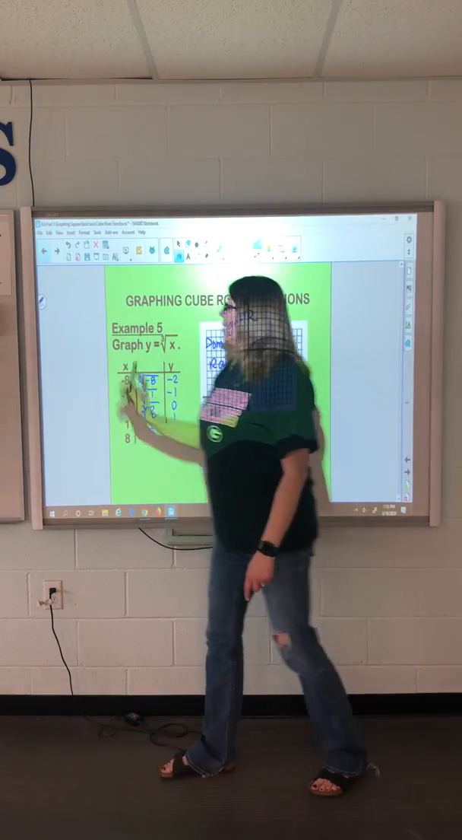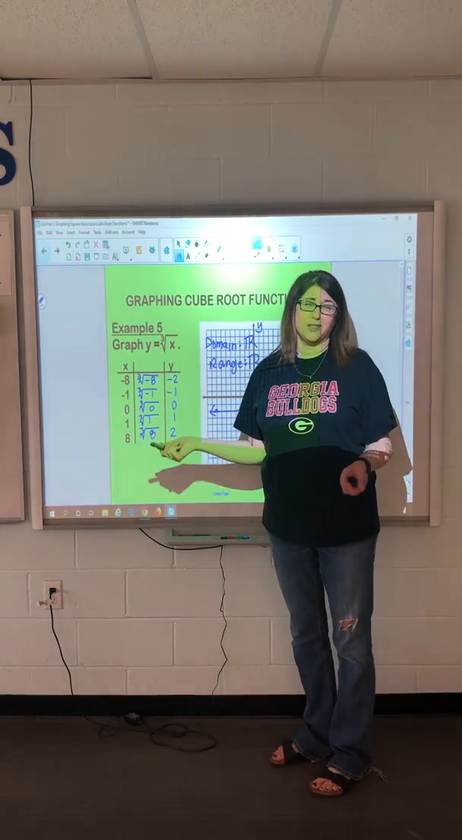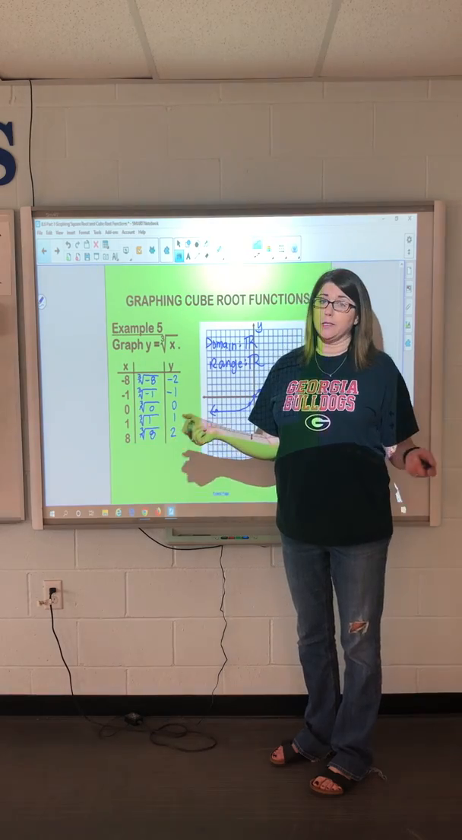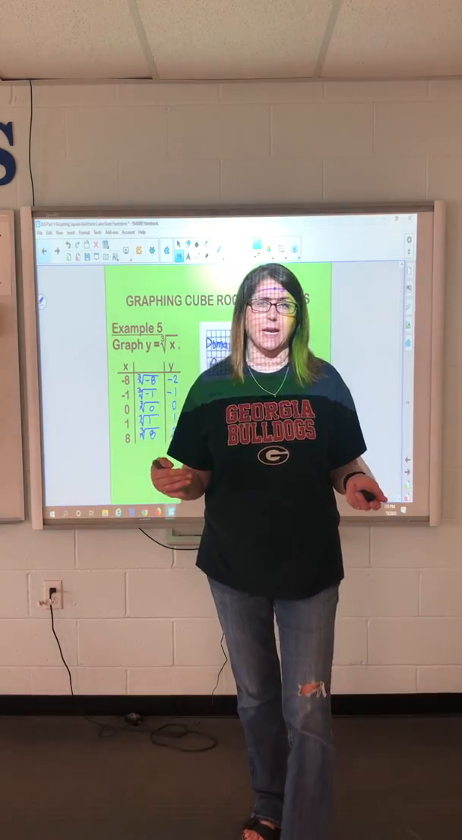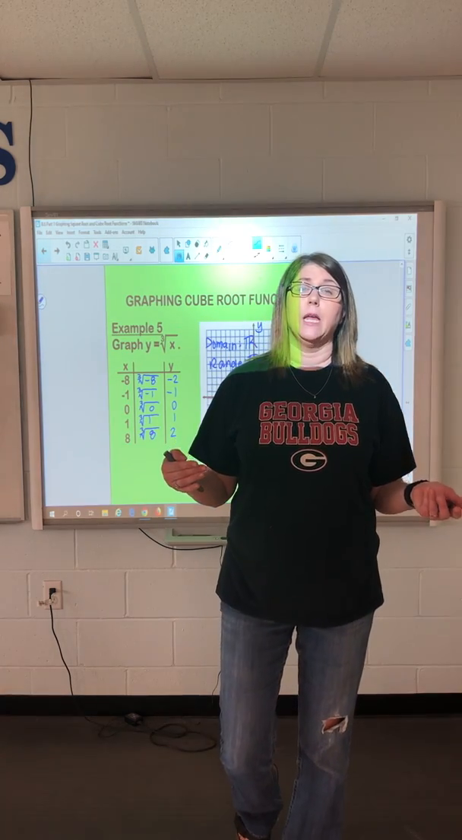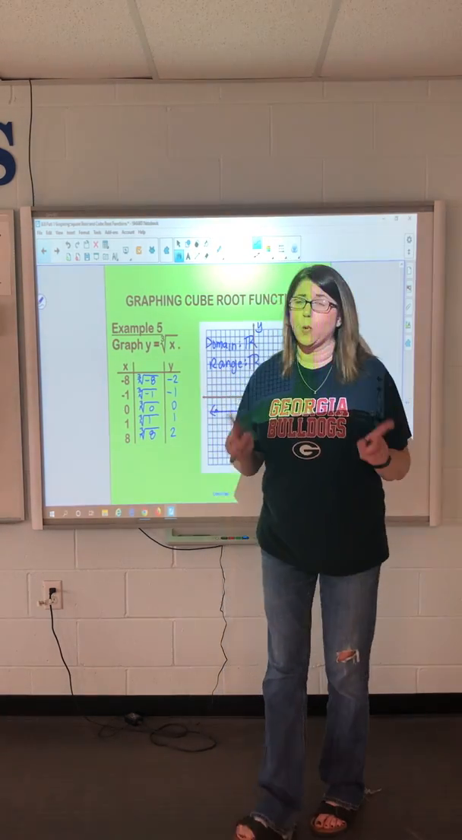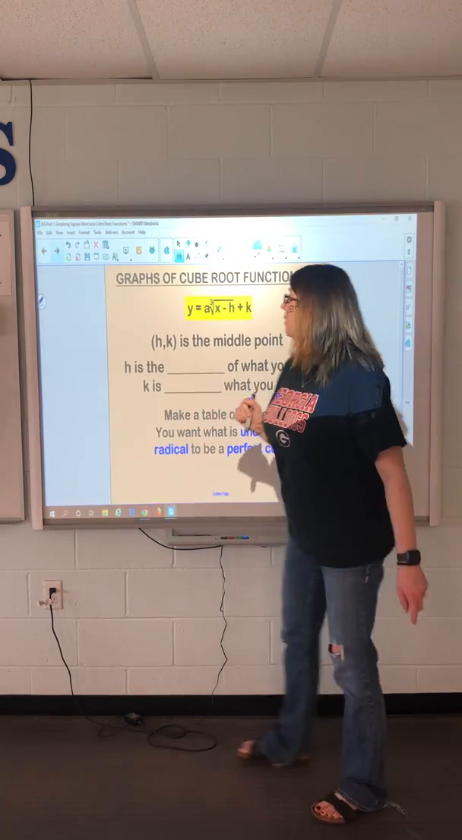Real quick, let me go back. You might be wondering, why did I pick those? Because those are perfect cubes. We could also have picked a negative 27, a positive 27, a negative 64, a positive 64, a negative 125, a positive 125. But I don't think you want to graph one quite that large. But you could if you really wanted to.